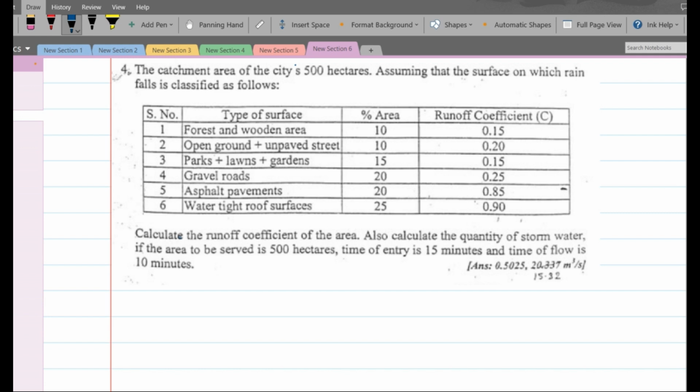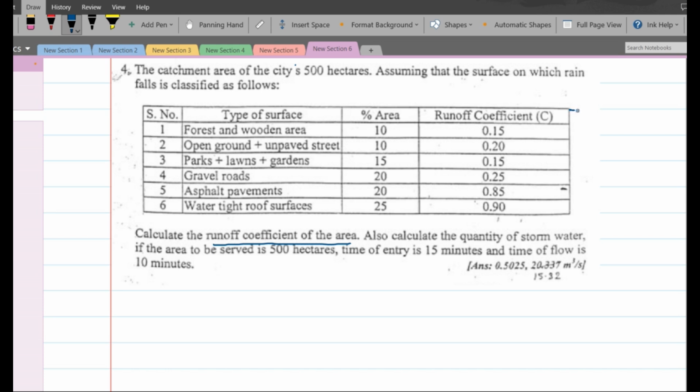Question number 4. The catchment area of the city is 500 hectares. Assuming that the surface on which rain falls is classified as given in the table here, and the percentage of area occupying the forest and woodland areas and respective surface is given, and a particular respective runoff coefficient is also given, right? So now, in order to find the runoff coefficient of the area, we need to calculate the average, right? C1A1 plus C2A2, summation of CiAi by summation of Ai, right?